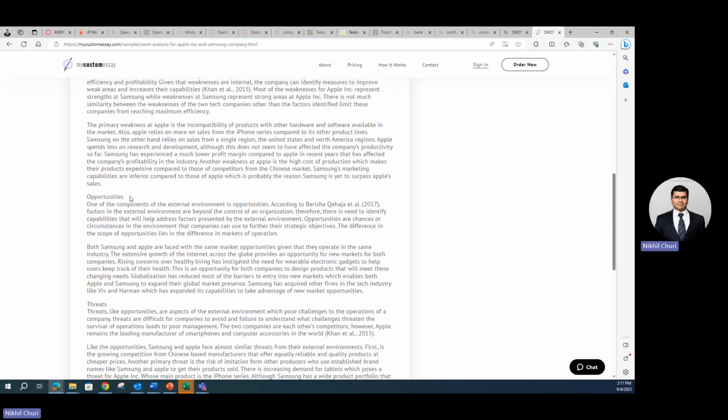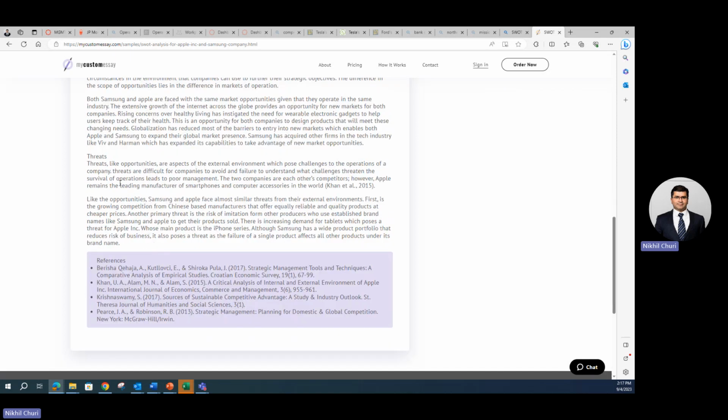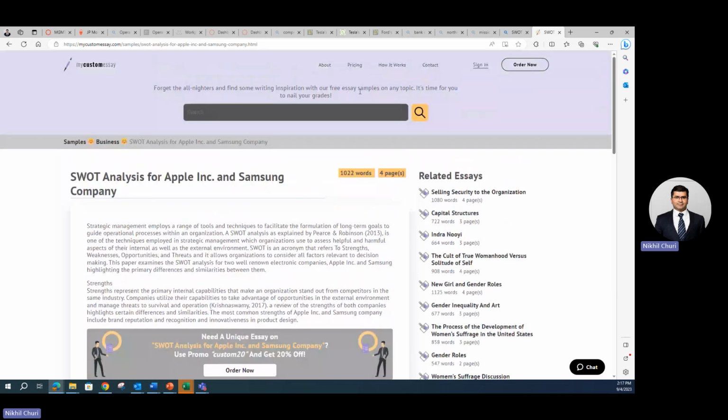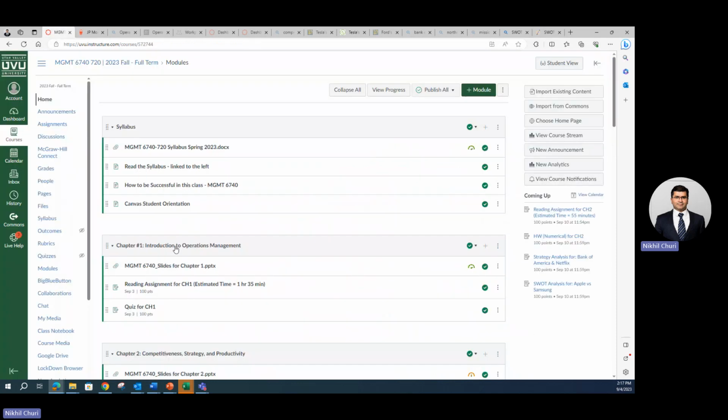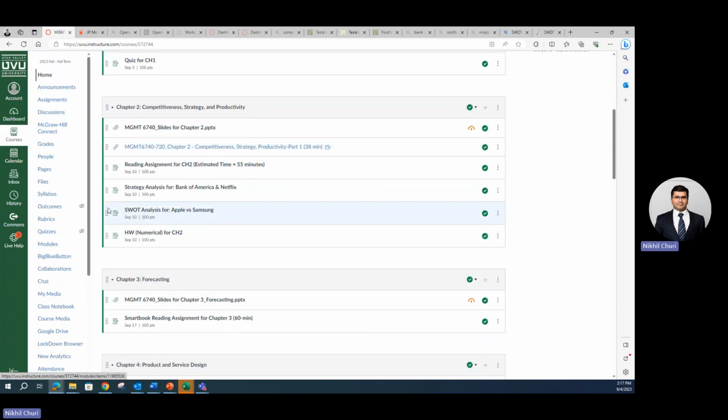And as we go below, they have explained the opportunities for Samsung and Apple, and finally the threats to the market and customers have been explained. So there is an assignment for you all to do the same thing: a SWOT analysis for Apple and Samsung. Again, I provided this web link where you are supposed to read and understand for these two companies, and you submit your answers online.